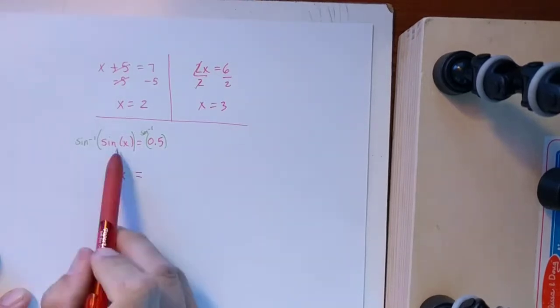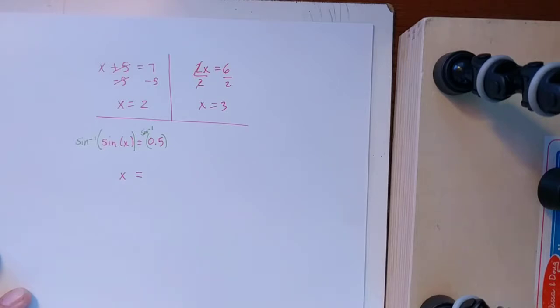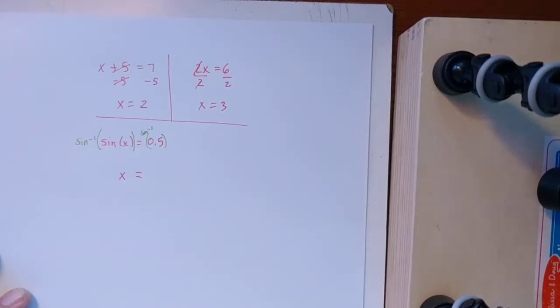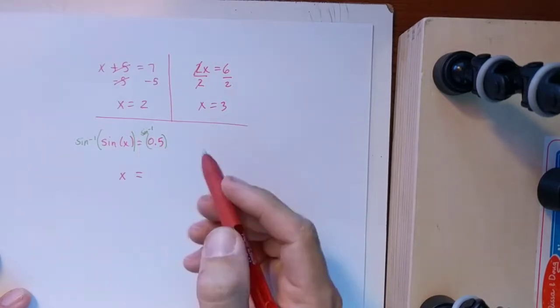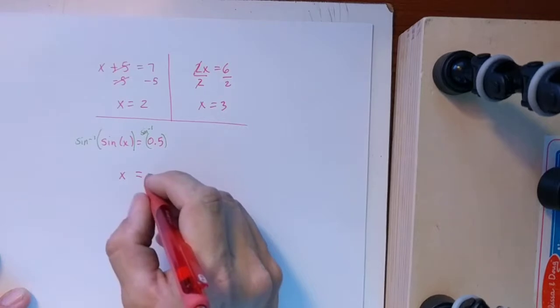There are times when they don't undo each other, and you'll experience that kind of thing in lab 2 in a couple of weeks. You'll see what happens there, but right now we're good. And if we do this in degree mode in our calculator, you'll get 30 degrees.